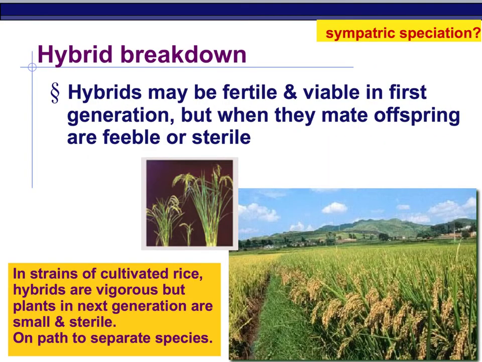Okay, the last one is called hybrid breakdown, where you have hybrid organisms, which we see in plants a lot, that may be fertile and viable the very first time you mate them, in their first generation. But then when they have offspring, the offspring are feeble or sterile. So initially the hybrid looks like a successful organism, fertile and viable, but when they mate, the offspring produced are feeble or sterile. They don't live long enough to mate for themselves, or they can't mate at all.